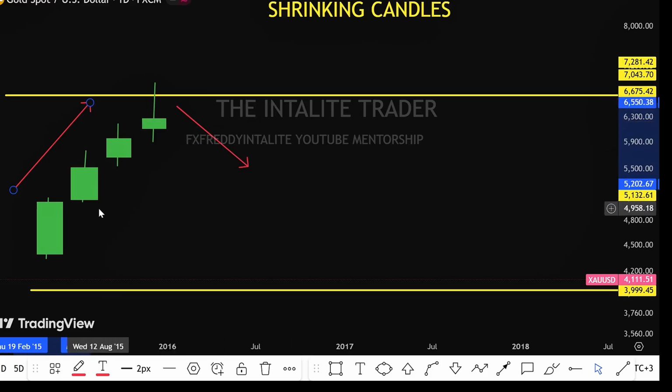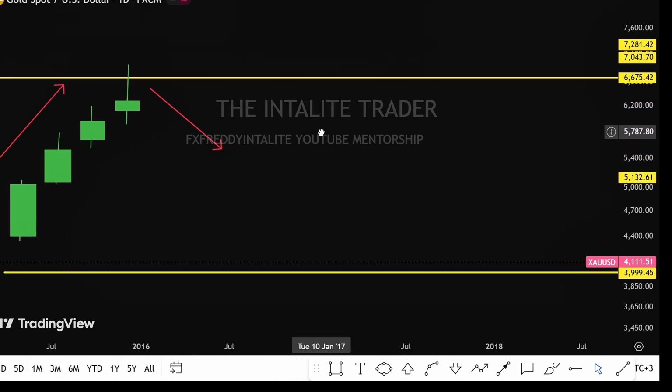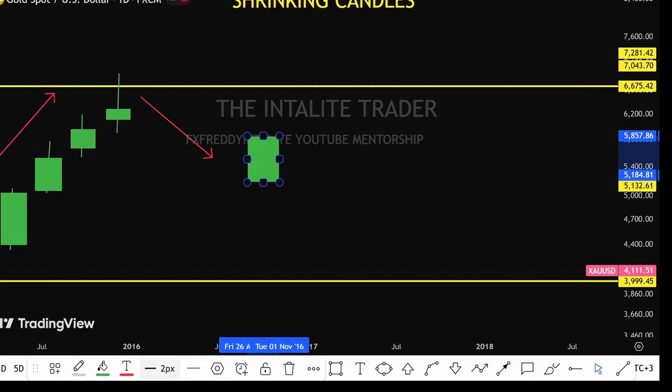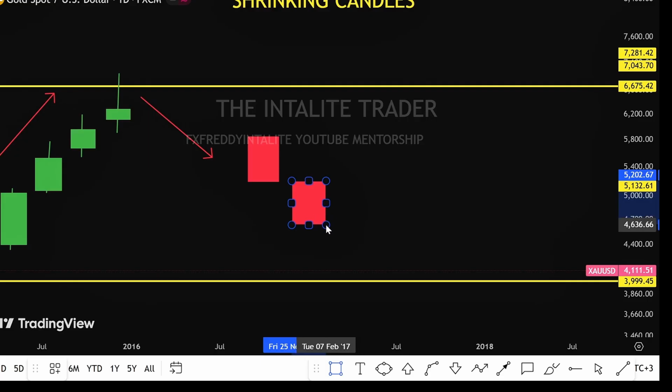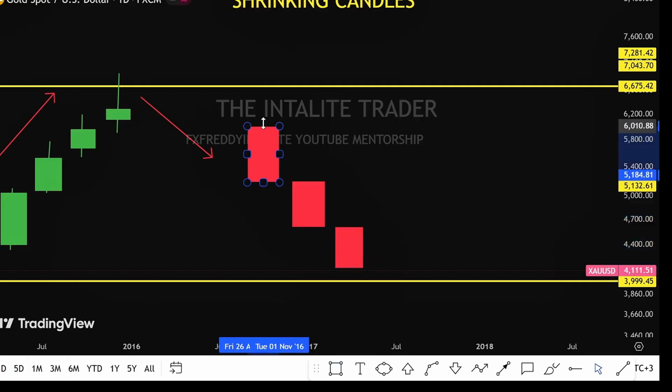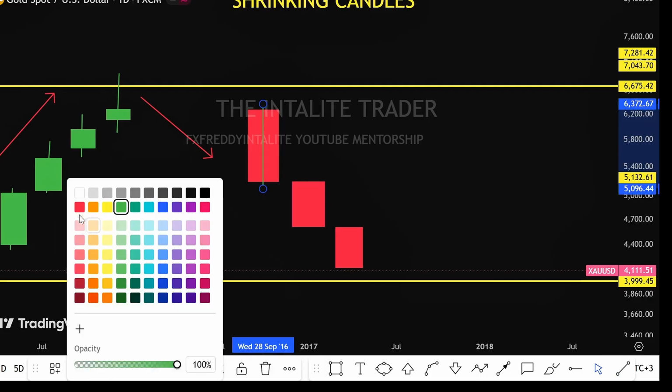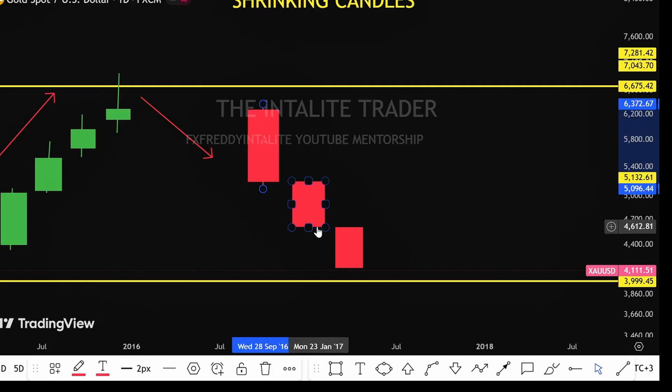So we don't trade these patterns on their own, but we trade them in confluence with others, as we are going to see. Then you can have the same thing in a downtrend. Price is pushing lower. So here you have a huge bearish momentum candle. This is a huge bearish candle.